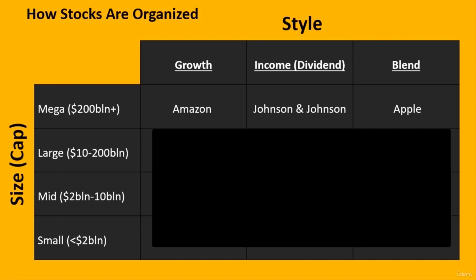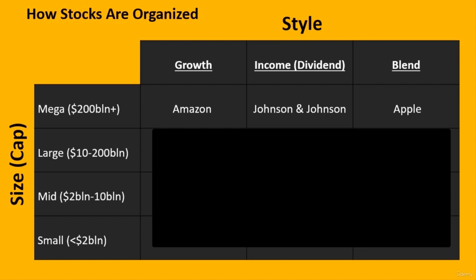You probably know them for making COVID vaccines, but they do a lot of other pharmaceuticals. They make a lot of other things like Band-Aids or adhesive bandages. They do a lot of different products. So Johnson & Johnson would be more of a dividend type stock. And then a blend company would be kind of a little bit of both.